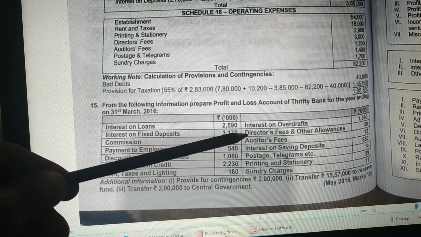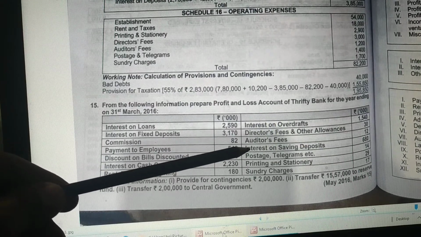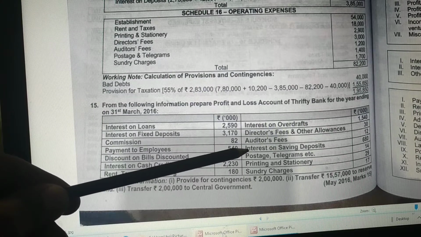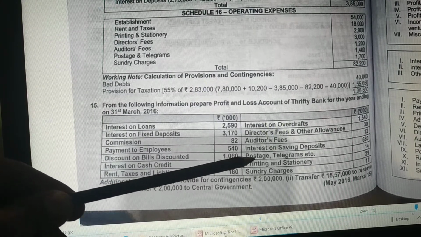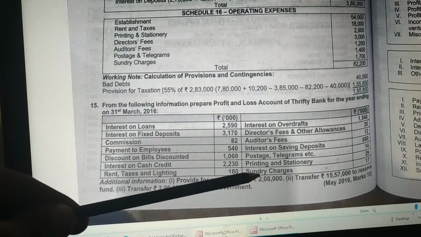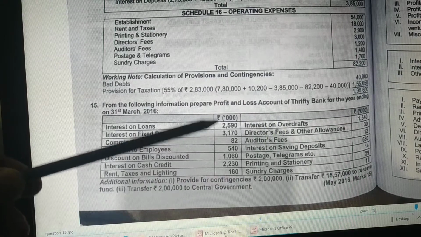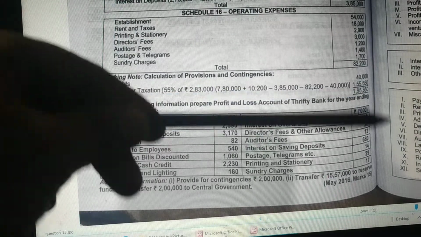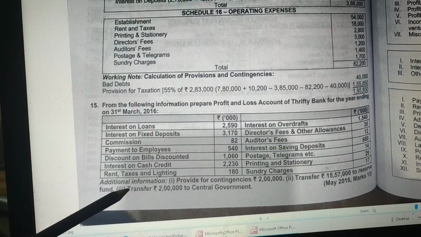Director fees 16, auditor fee 16. Interest on saving deposits means people have deposited money, so you will be paying them, schedule 15. Postage 16, printing 16, sundry charges 16. So this way you will be putting these all into 13, 14, 15 and 16. Now I'm coming on to the additional information.